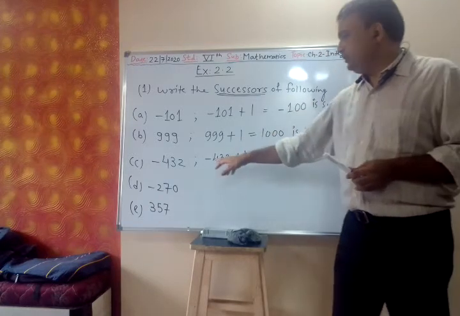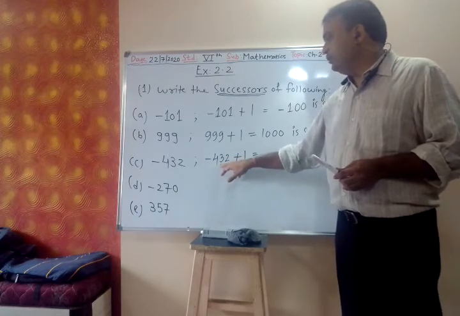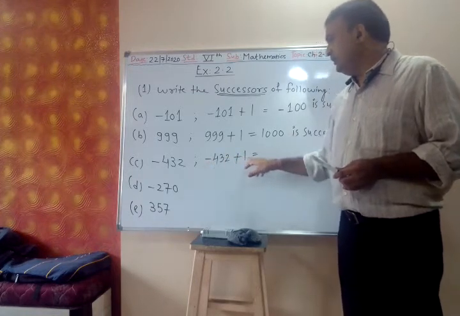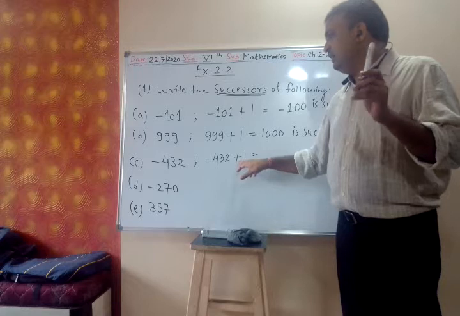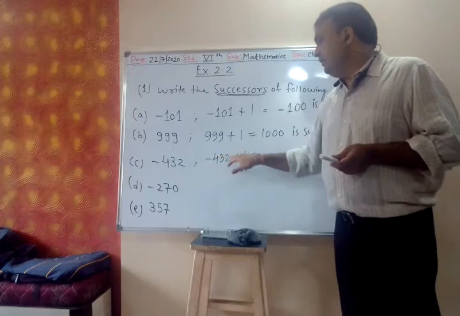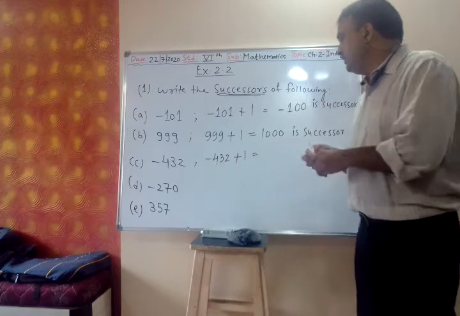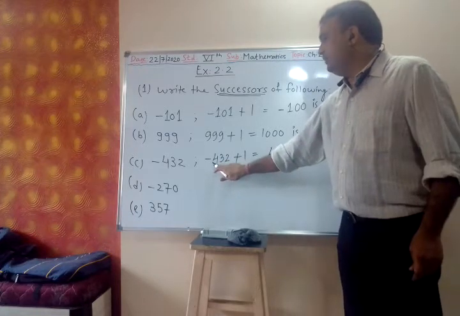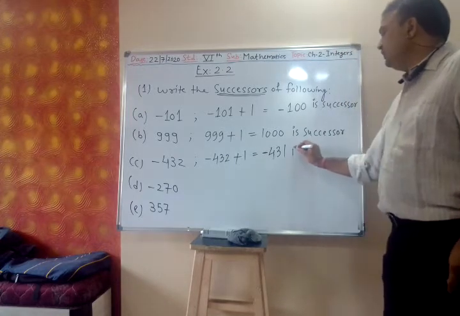Now let us take minus 432. To find successor I will add 1. What is sign of 432? Minus. What is sign of 1? Plus. So they have opposite sign. Minus and plus, whenever you have opposite sign, you have to subtract smaller number from bigger number. So 432 minus 1 is 431, and take the sign of bigger number. Bigger number is 432, which has minus sign. So I will write minus 431. So minus 431 is successor.